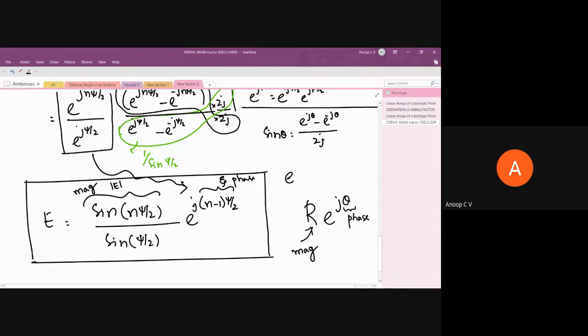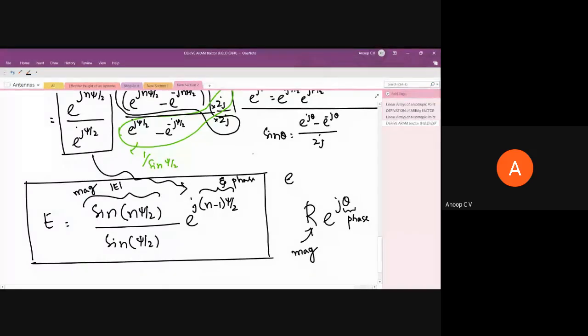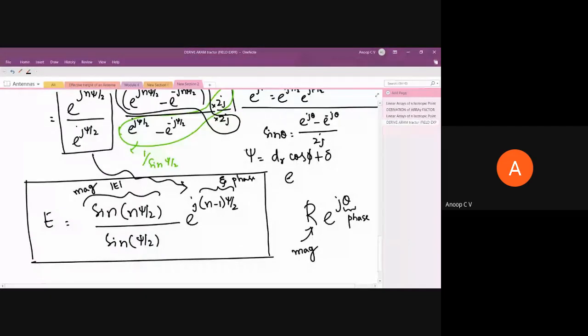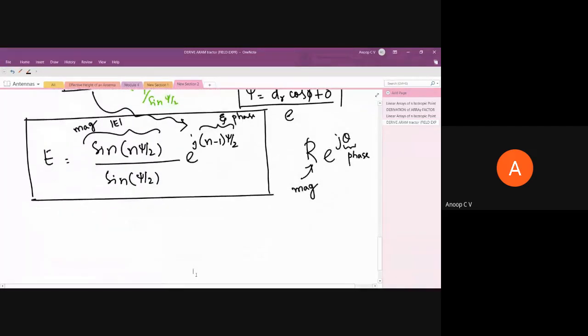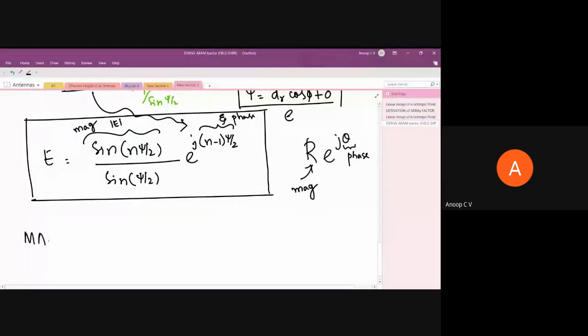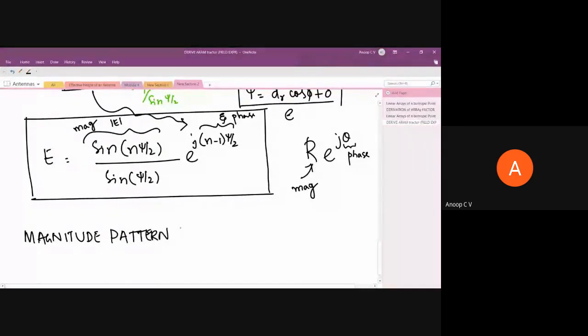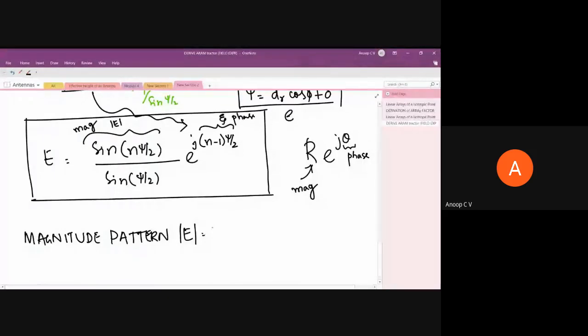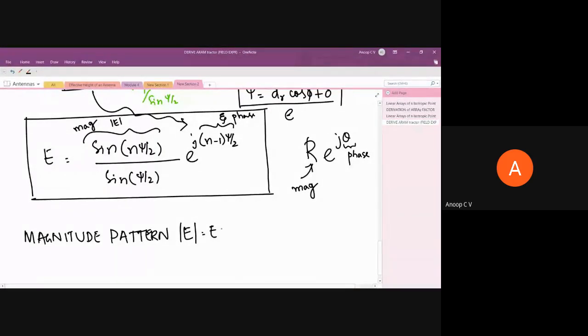But again and again, I'm just making you people remember, psi is equal to dr cos phi plus delta. This we didn't substitute, right? We have to substitute it, right? The psi is equal to dr cos phi plus delta. So now I can write the magnitude pattern, right? The magnitude pattern, mode of E, and normally we'll write it as E only, right? Magnitude we'll write it as E only, right?